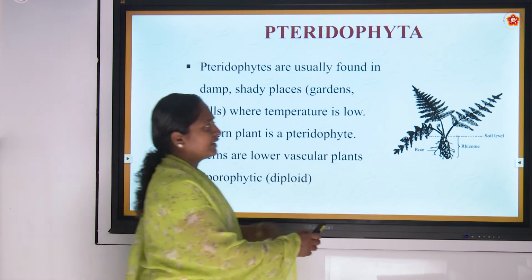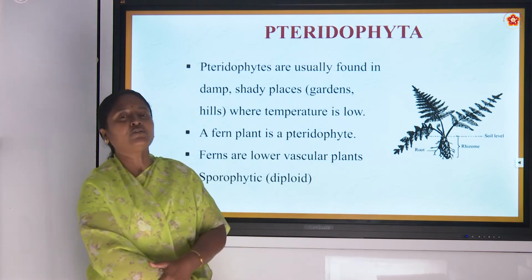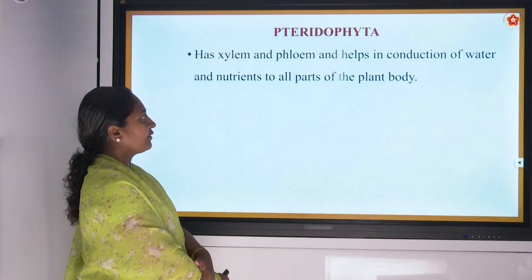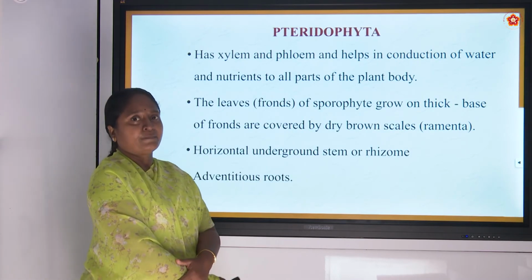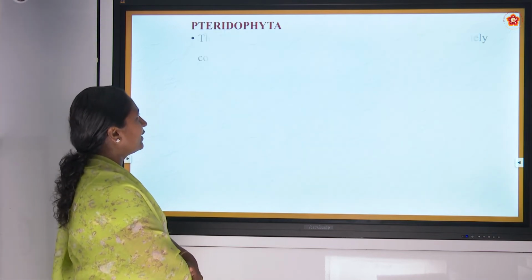Here you can see the curling which is coming out from the ground. This is how the newly growing pinnae come out. Because of that, the tender growing part of the plant is protected from the outside environment. Now we will move further.